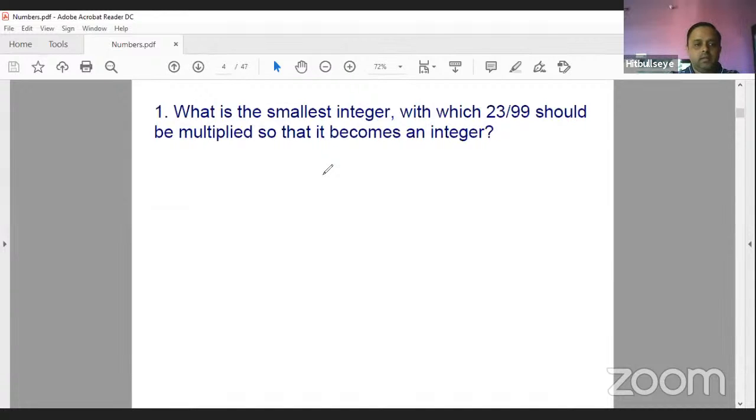Are you solving this? Please use the chat box in order to answer the questions. What is the smallest integer with which 23 by 99? My fraction is 23 by 99. The question is asking with which smallest integer it should be multiplied so that it becomes an integer. This is a fraction.